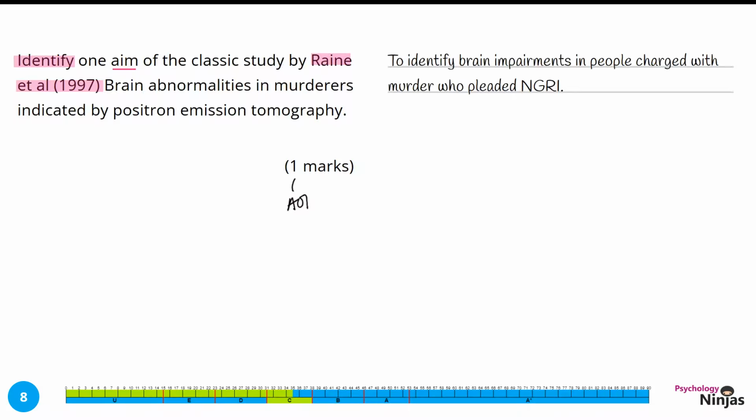To identify brain impairments in people charged with murder who pled NGRI. We've got key knowledge in here that this is Raine et al. Study rather than anything else, in terms of this being brain impairments of murderers who are not guilty by reason of insanity.